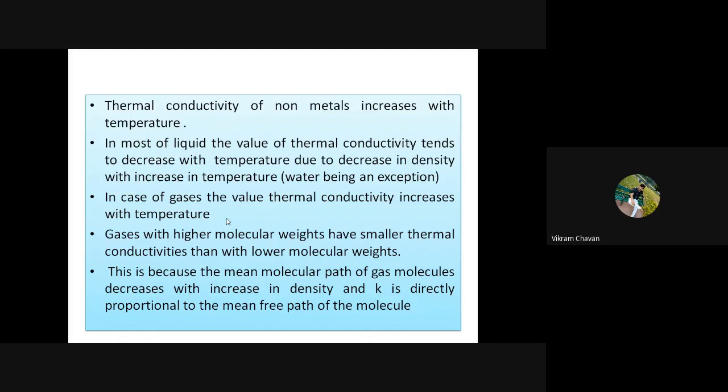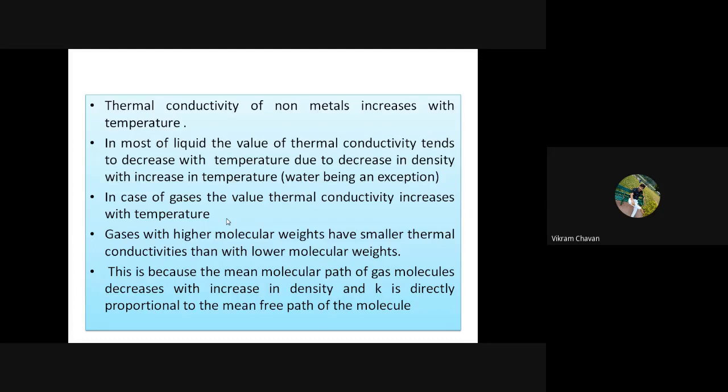As the temperature goes on increasing, the movement of the molecules also increases, and due to that the collision between the molecules also increases. The collision rate between two molecules of gases also increases, and due to that the thermal conductivity of gases increases with increasing temperature.